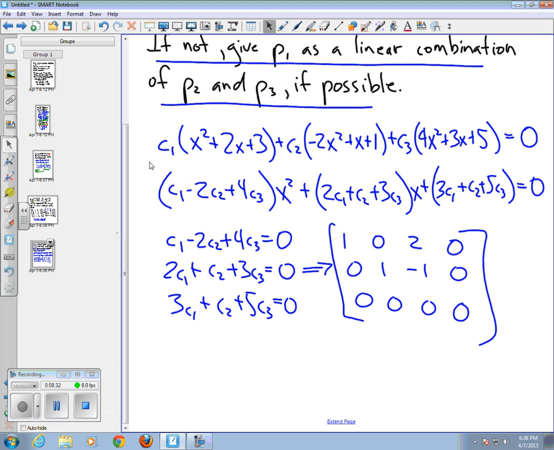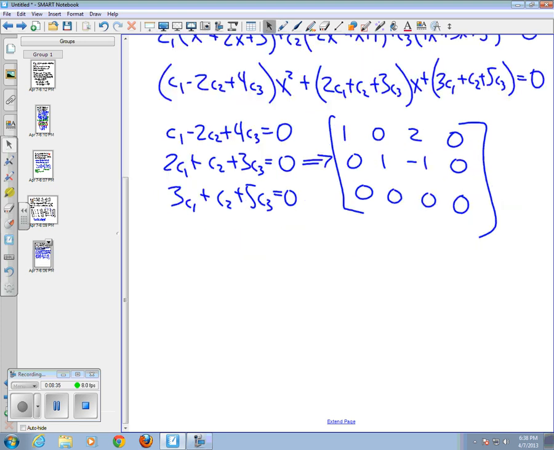So we can see in this case that C3 is a free variable, so I'll let C3 equal t. And if C3 was t, then we'd see that C2 would be t also, and C1 is negative 2t. And again, if t was 0, we'd have a solution, but we knew that to begin with. What we're trying to do is find a non-zero solution. So letting t equal 1, what we can see is that we would have the equation.